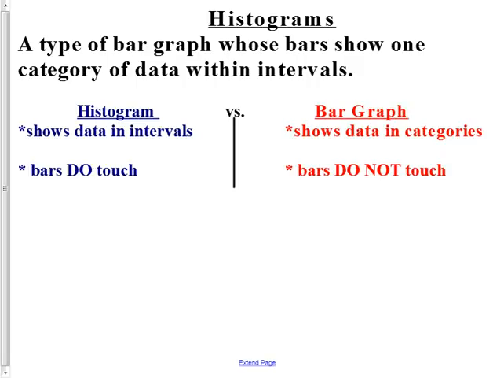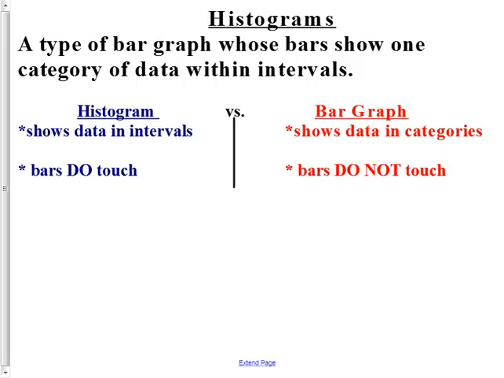A histogram is a type of bar graph whose bars show one category of data and it shows it within intervals. So a histogram shows data in intervals while a bar graph shows data in categories. In a histogram, the bars do touch, and that's because it all shows continuous data. They're all related in that regard. And in a bar graph, the bars do not touch.